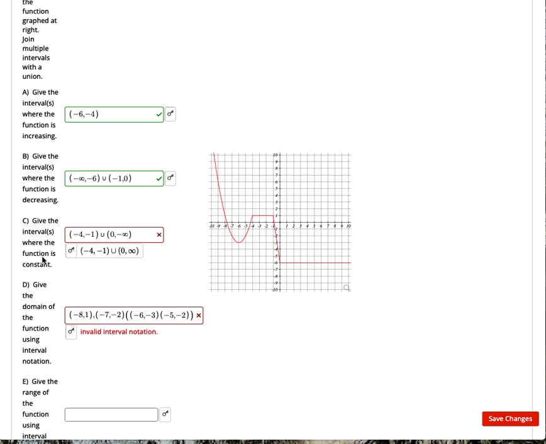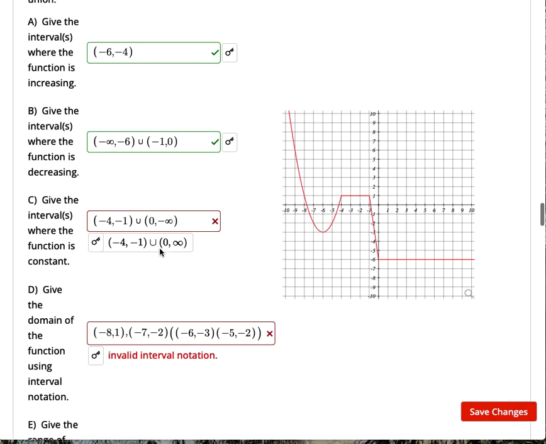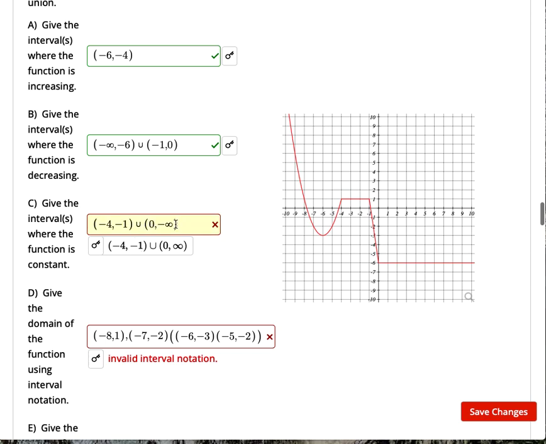So for the intervals in which it is constant, you're super close here. Let me make that a little bit bigger. Oh, there we go. The only thing you had wrong was it's 0 to positive infinity instead of negative infinity. So that will fix that one up.